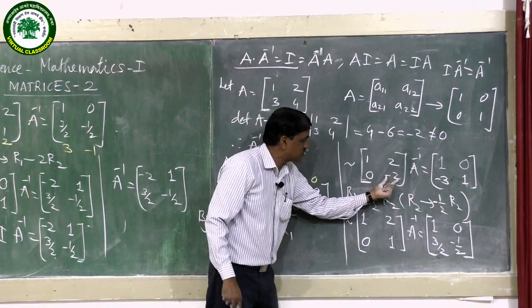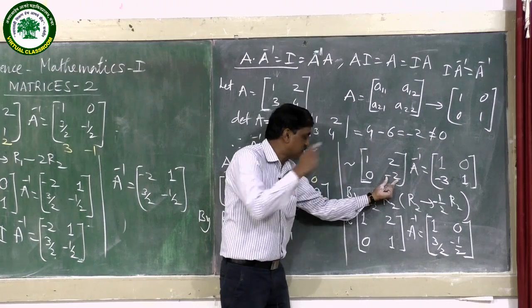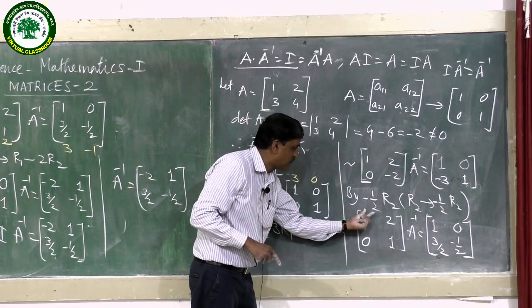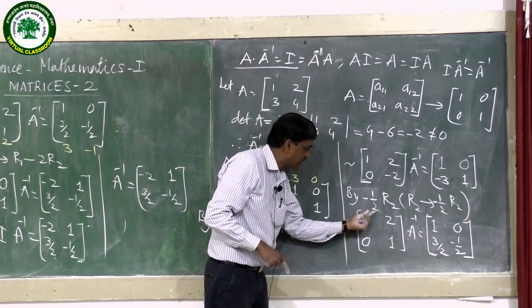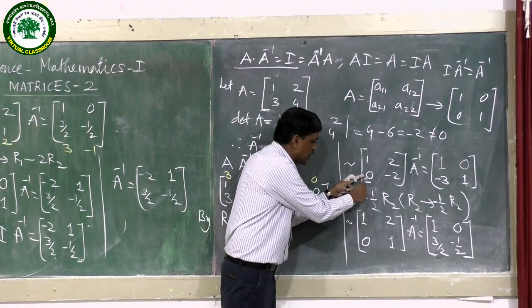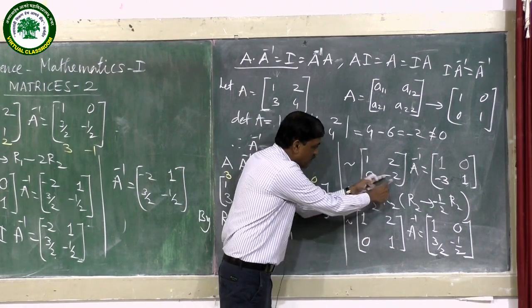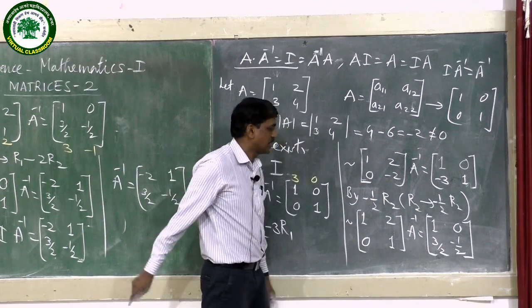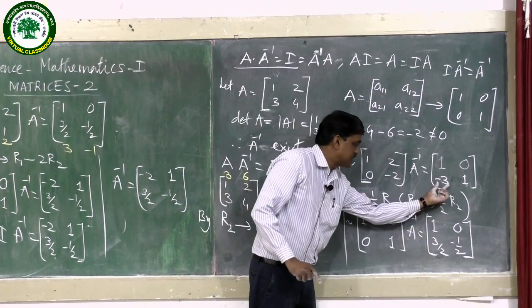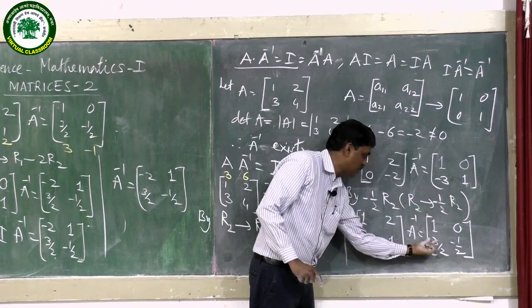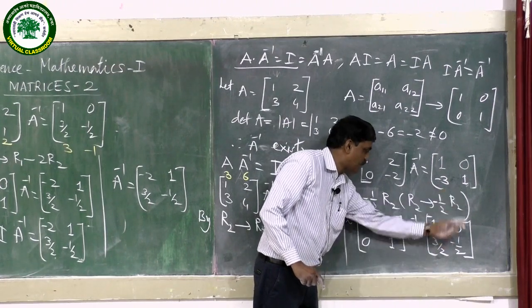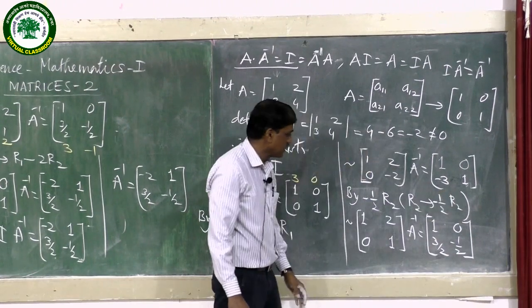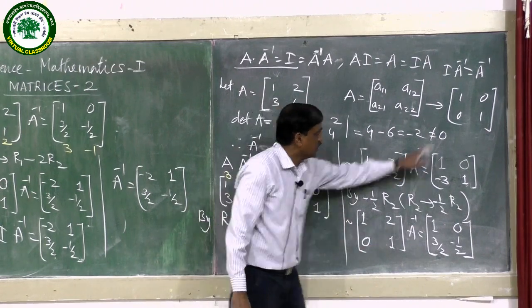Now convert this minus 2 into 1. So divided by minus 2, it means multiply by minus half to the second row. So minus half into second row. So 0 into minus half, it is 0. Minus 2 into minus half, minus minus plus 2, 2, it is 1. Perform same here. Minus 3 into minus half, it is 3 upon 2. 1 into minus half, it is minus 1 upon 2. We get 1 0 1, 1 0 1.